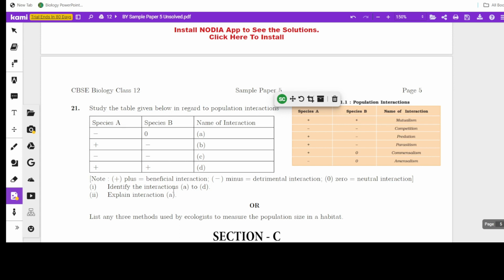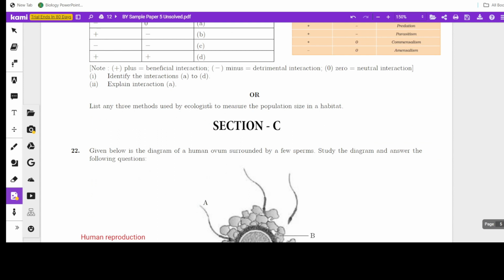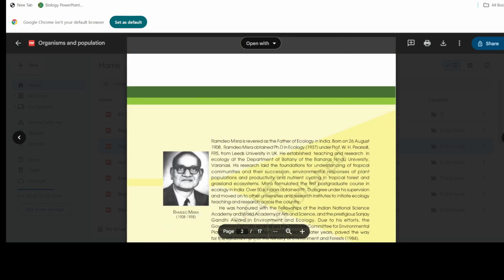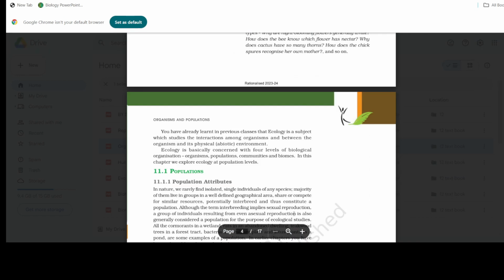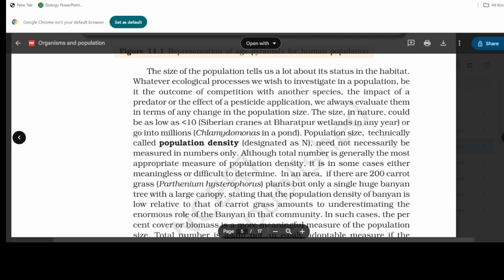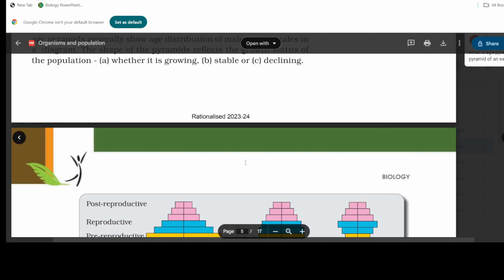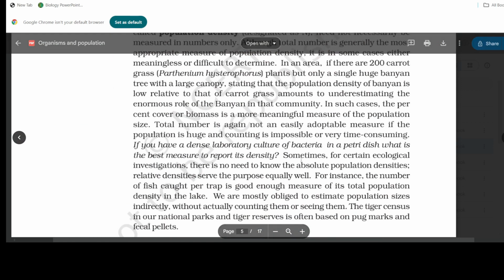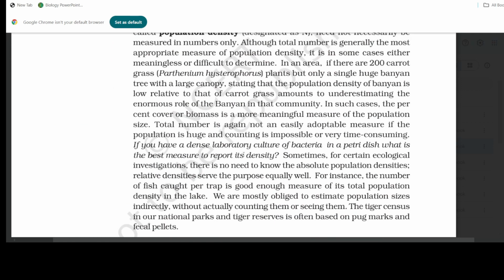Now coming to the next one: list any 3 methods used by ecologists to measure the population size in a habitat. Do you get where that answer is? Let's get into the chapter, Organisms and Population, which comes under the unit Ecology. The answer comes beneath the diagram of the ecological pyramid. You can see here: sometimes for an ecological investigation.